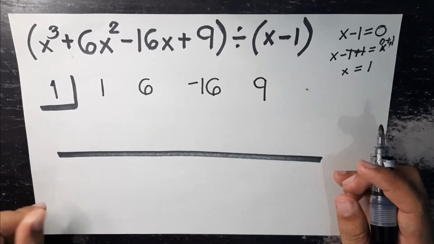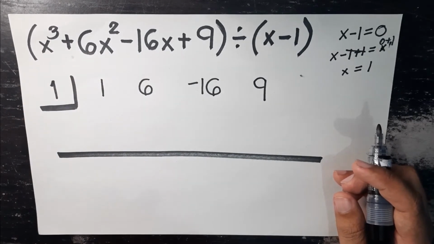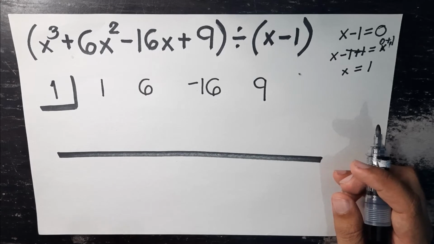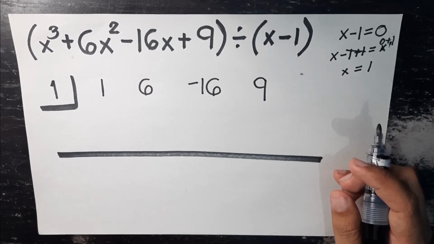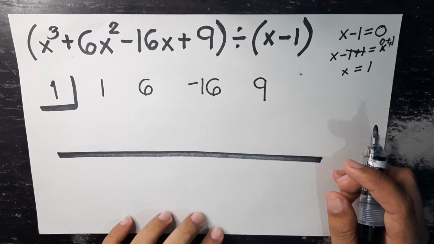But before you do that, you also need to make sure that the given dividend is arranged in standard form. Because if it is not yet arranged in standard form, the first thing that you need to do is to arrange them first. But since it is already arranged in standard form, all we need to do is just to write down all the numerical coefficients.